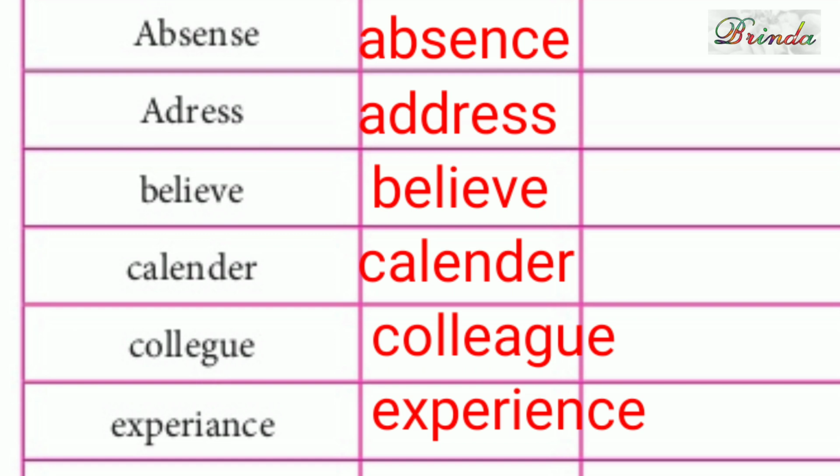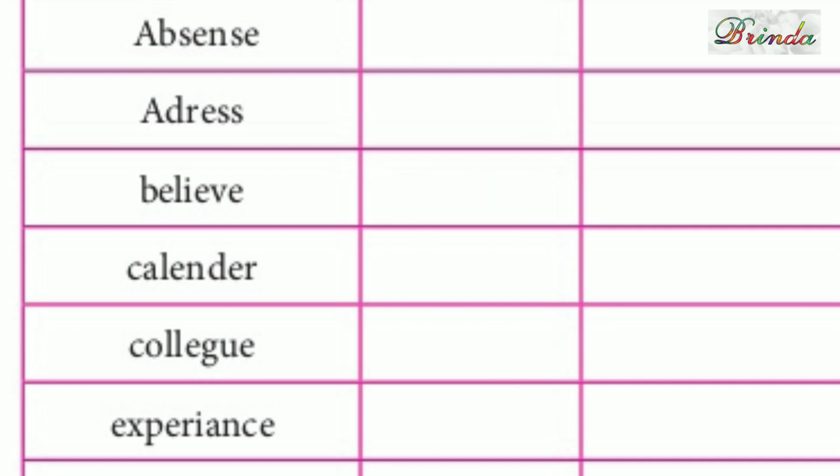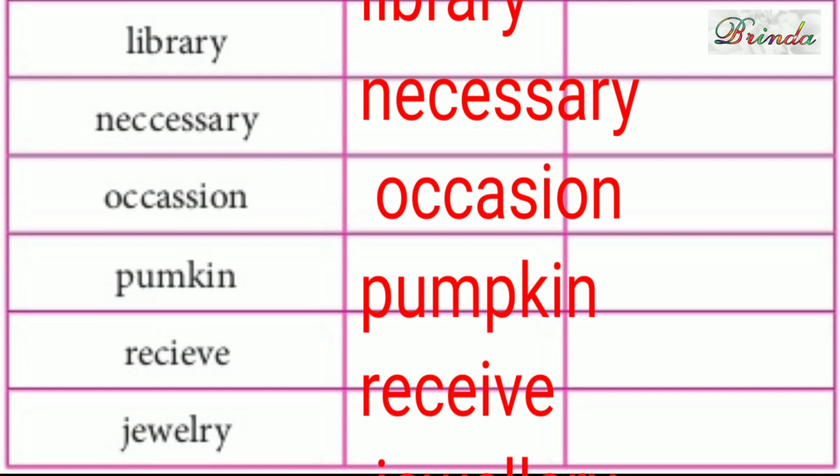Next one, believe. B-E-L-I-E-V-E. That is wrong. B-E-L-I-E-V-E, believe. Calendar. C-A-L-E-N-D-E-R. That is the correct one. Colleague. C-O-L-L-E-G-U-E. That is wrong. And the correct spelling is C-O-L-L-E-A-G-U-E. Next one, experience. E-X-P-E-R-I-A-N-C-E. That is wrong. Experience spelling is E-X-P-E-R-I-E-N-C-E, experience.